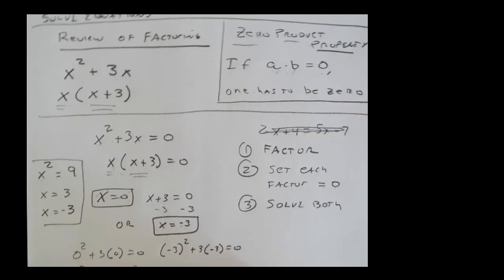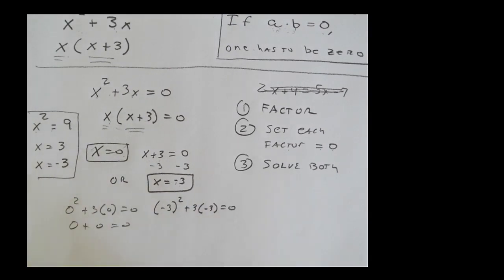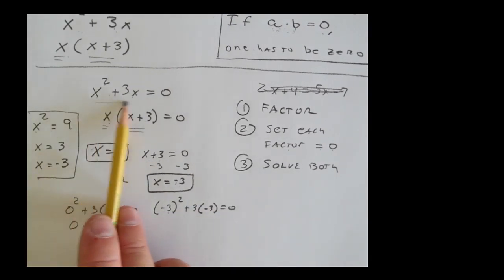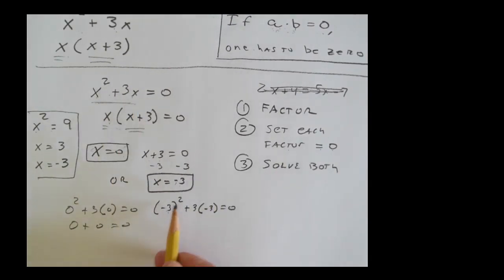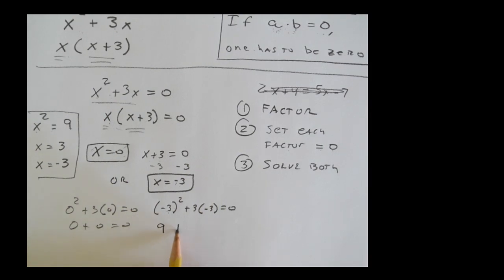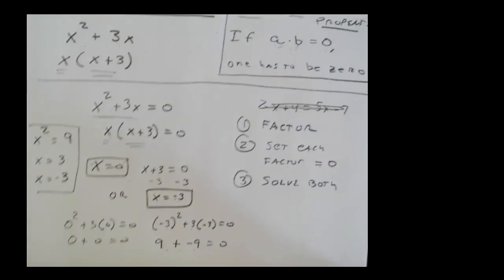Is this true? I plugged this right into our original equation. Negative 3 squared is 9. 3 times negative 3 is negative 9. 9 plus negative 9 equals 0. It does. So that means these are the two answers.